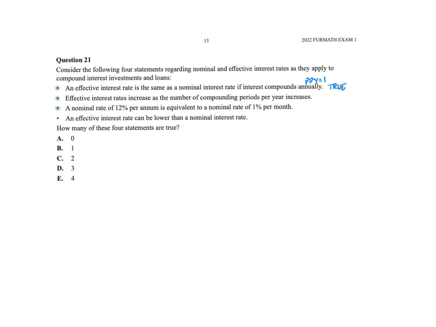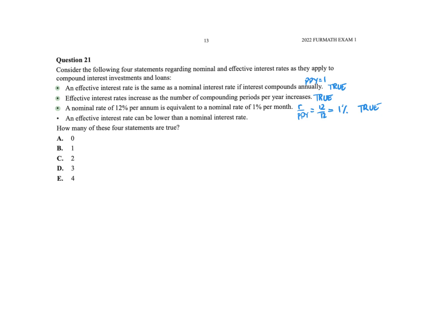Now, it says effective interest rates increase as the number of compounding periods per year increases. Did we see that? Yes, we saw that, didn't we? We said that if it was an investment, we want to compound it often. If it was a loan, we don't. So that is true. If you compound it more regularly, the effective interest rate goes up. The next one, a nominal rate of 12% is equivalent to a nominal rate of 1% per month. That's true, isn't it? Because remember, if you're getting the monthly rate, you do the rate divided by PPY. So 12 divided by 12 would be 1%. So that's true too.